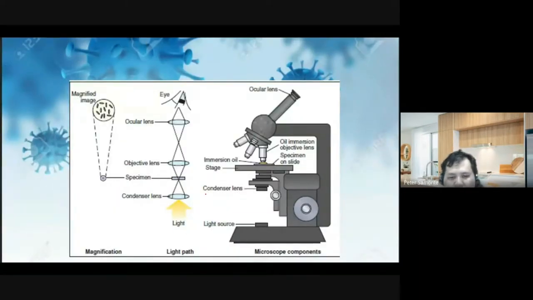Now, as the statement earlier said, class, for your bright field, your light produced from the light source would pass through certain lenses, specifically your condenser lenses. Now, when your light passes through the condenser lenses, it would split up, it would bend, class, focusing toward the specimen, making it more visible through the naked eye.